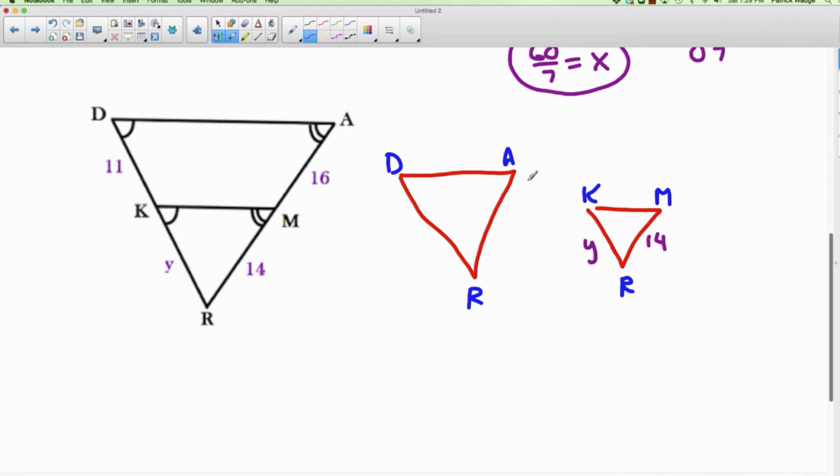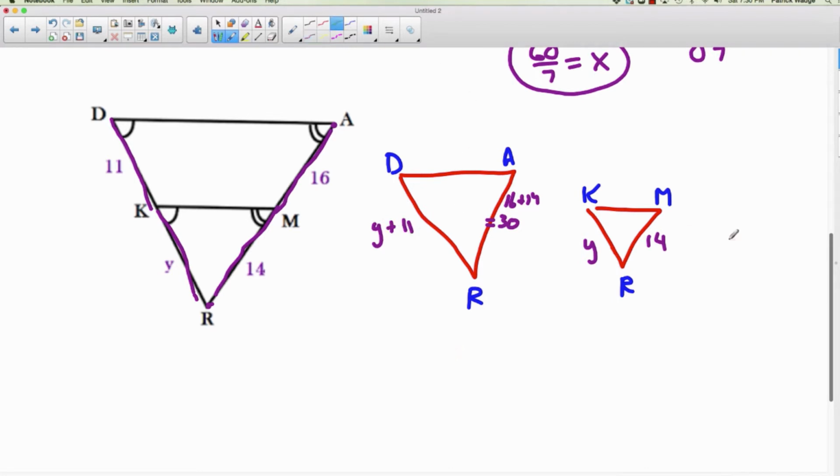Now, in the big one, from A to R, that's here all the way down to here. How much is that? Well, it's 16 plus the 14, so you end up with 30. Okay? If you want, 16 plus 14 equals 30, but that side is 30. How about this side? How far is it? It's 11 to there, and it's y to there, so it's 11 plus y. Or if you want, y plus 11. Really doesn't make a difference.